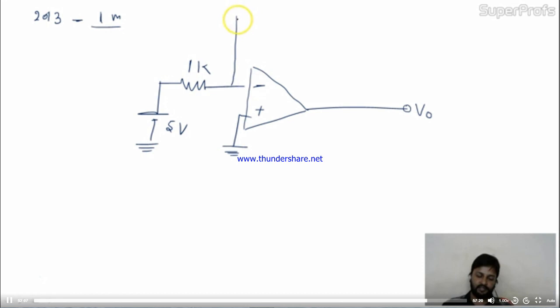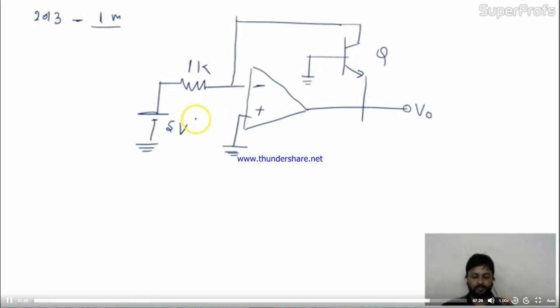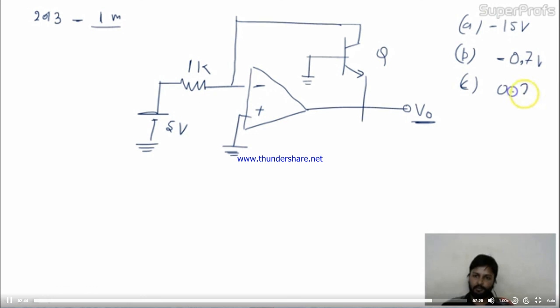Here we have a BJT circuit like this, and this base is grounded. This is Q given over here. Now the question is, in the circuit shown below, what is the output voltage V naught, if a silicon transistor Q and an ideal op-amp are used? Option A is minus 15 volt. Option B is minus 0.7 volt. Option C is 0.7 volt. Option D is 15 volt.